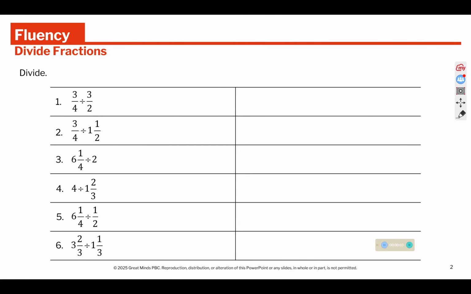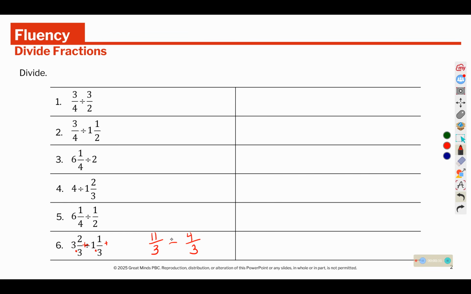For this fluency activity, we're dividing fractions again, but you'll want to change the mixed numbers into improper fractions before completing the division. So the way I do this is 3 times 3 is 9, and then I add the numerator. 9 plus 2 is 11. 1 times 3 is 3, plus the numerator makes 4.